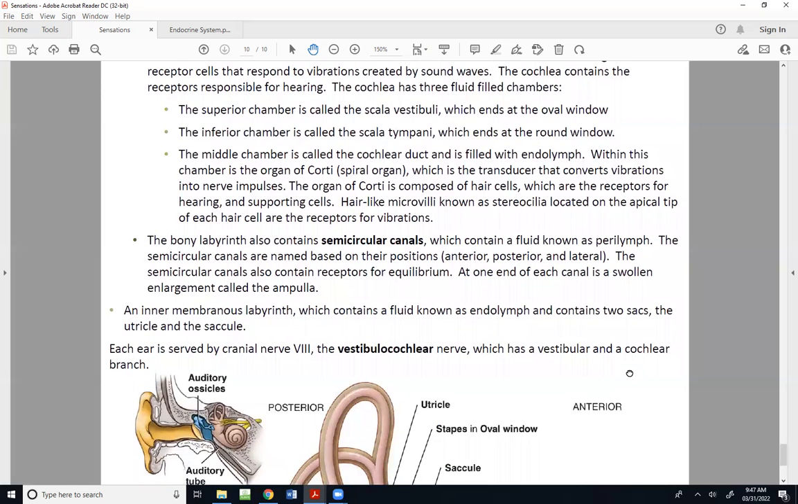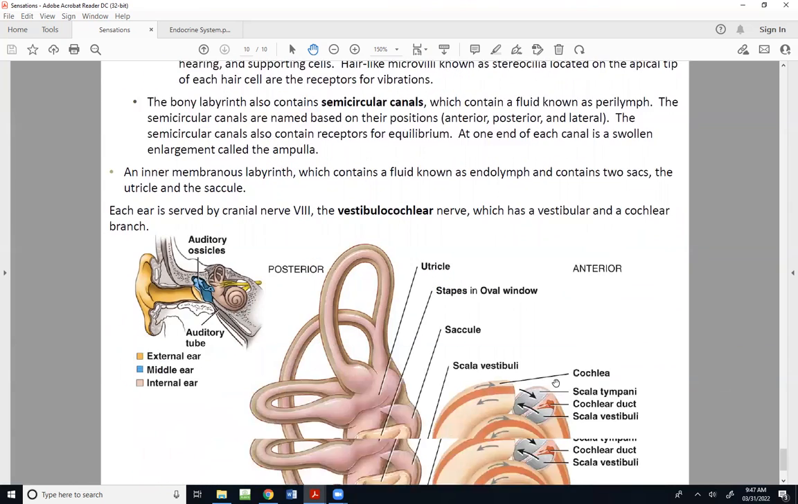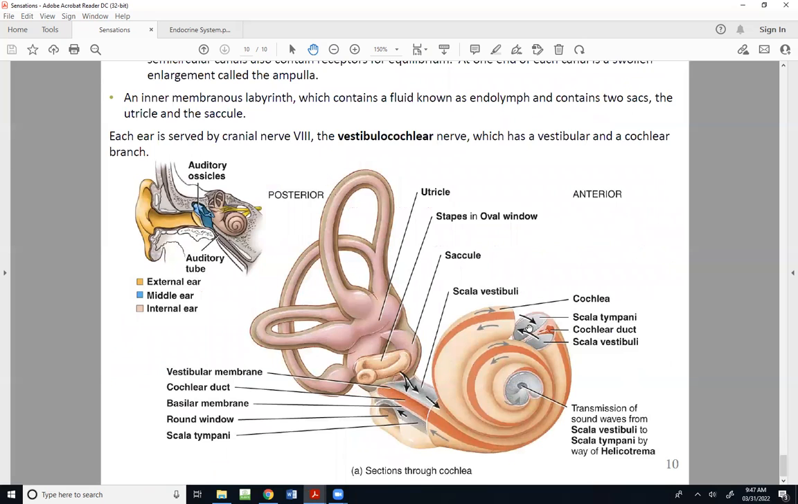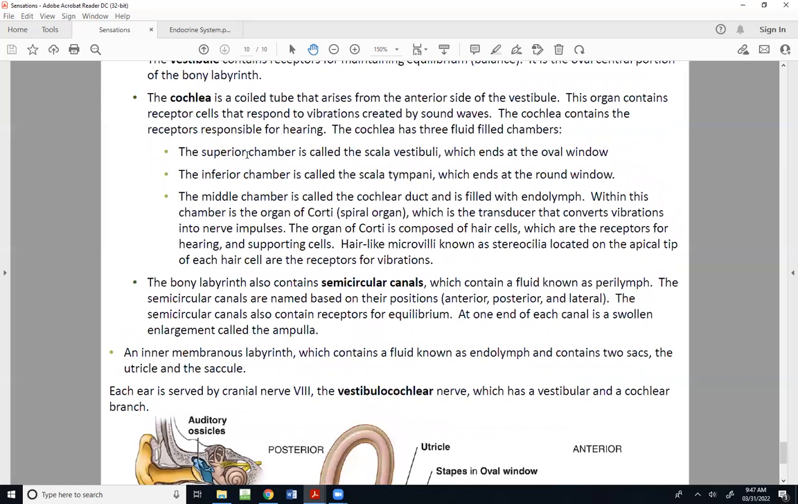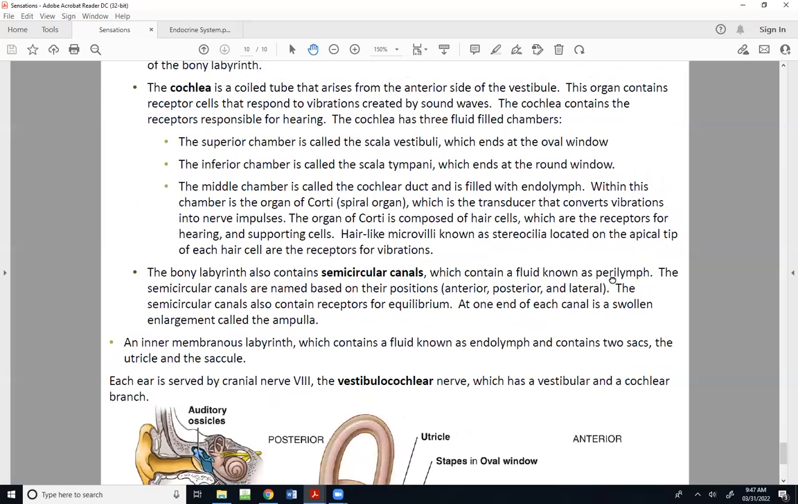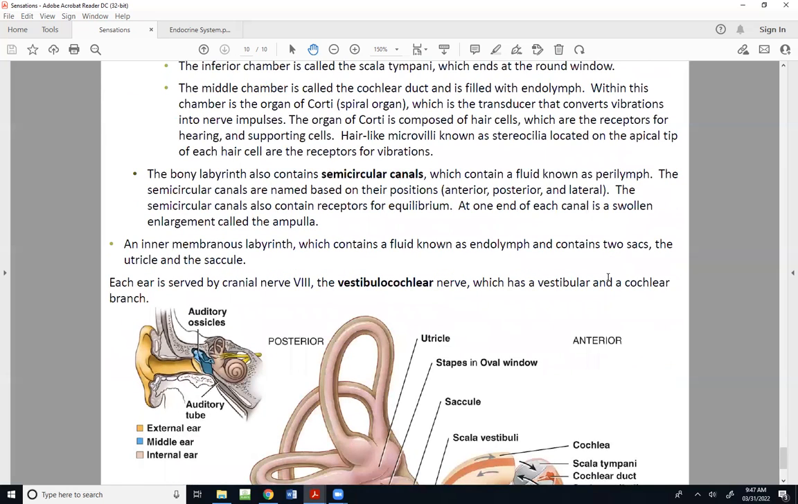It is a structure that has three fluid-filled chambers, and you can see those are labeled here where they've opened it up. The scala tympani, cochlear duct, and the scala vestibuli are those names. Superior chamber is the vestibuli, ends at the oval window. Inferior chamber is the tympani, which ends at the round window. And we just talked about those two openings just a second ago. The middle one is the more important of the three, because it is where the organ of Corti is.